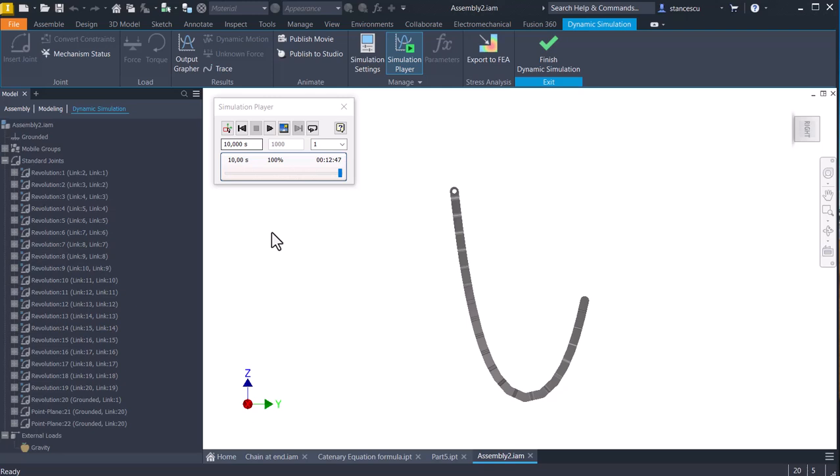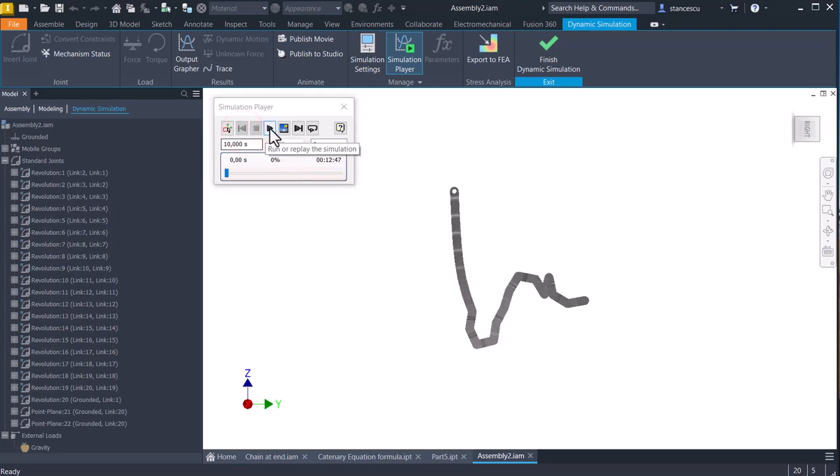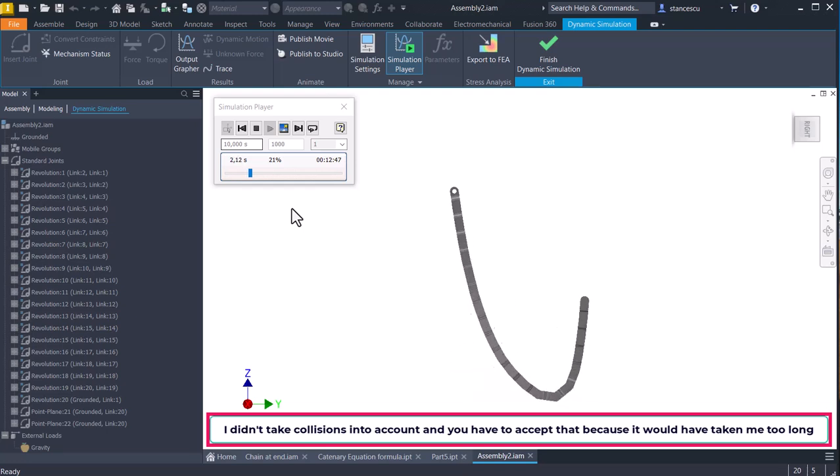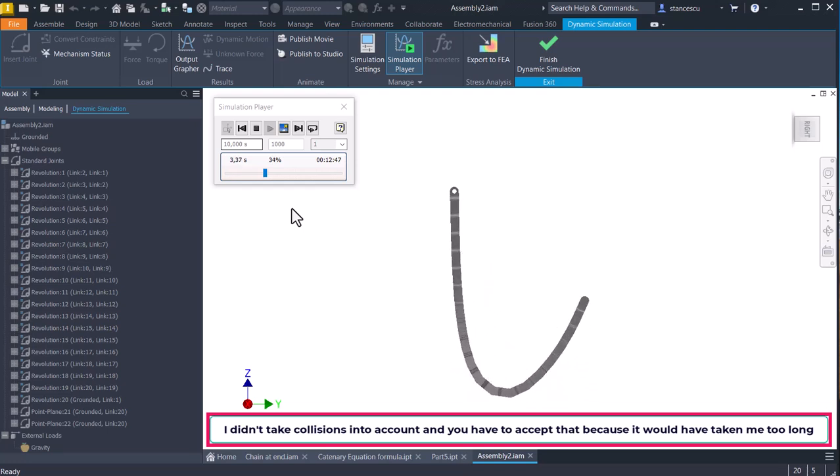I want you to see also that I placed here all that friction torque to have this situation. Once again, I run for you. I didn't take collisions into account, and you have to accept that, because it would have taken me too long.